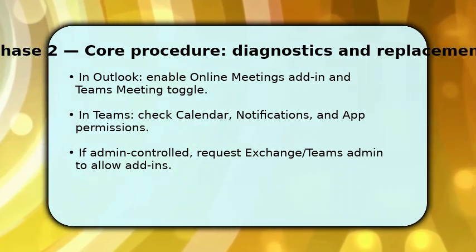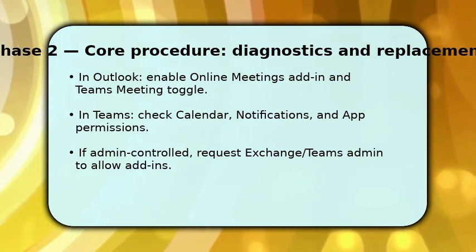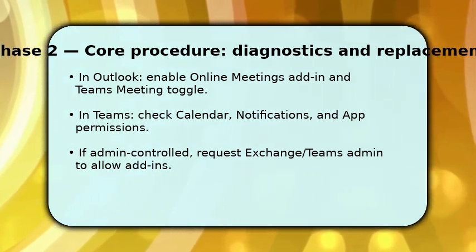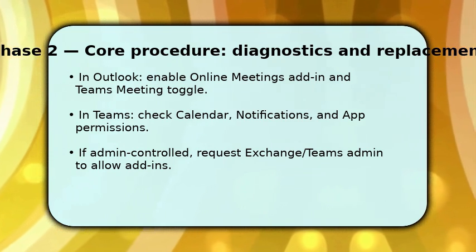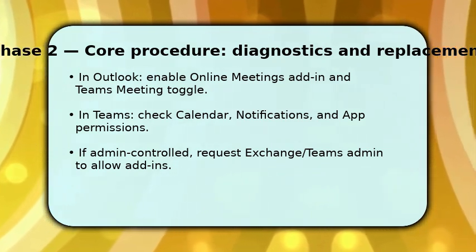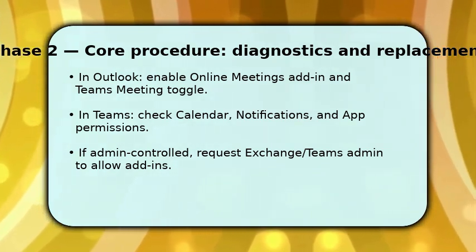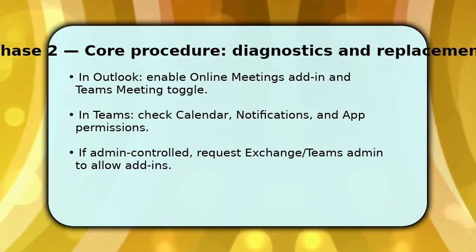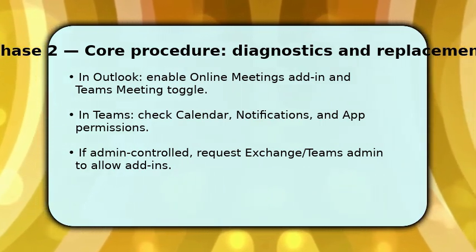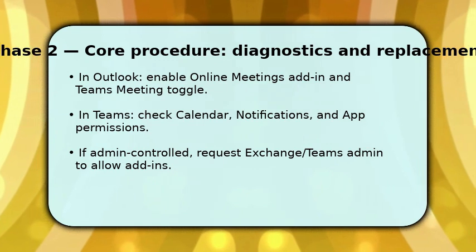Then, open Teams and verify calendar access, notifications, and app permissions are allowed. If your tenant blocks add-ins, request admin to permit the Teams Meeting add-in or enable the Exchange OAuth setting. Once these toggles are on, Outlook will show a Teams Meeting button in the Compose ribbon.